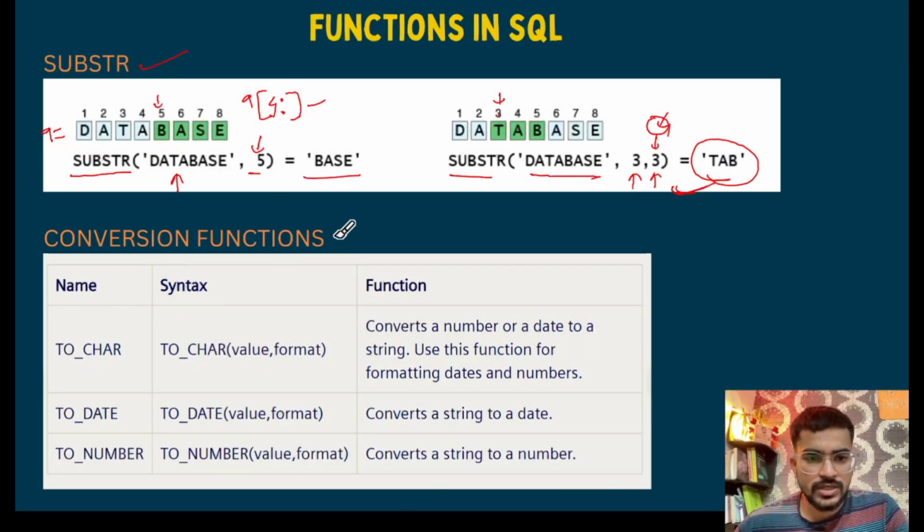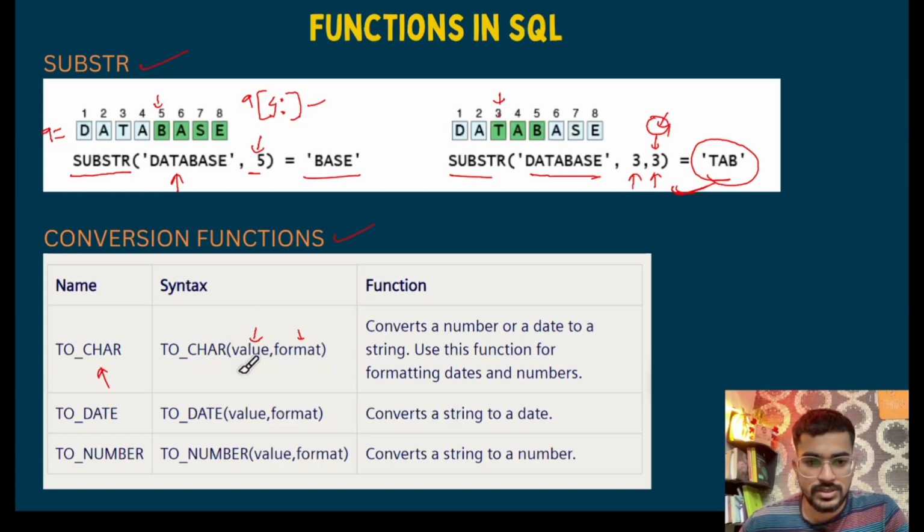Next we have some of the conversion functions. So what does a conversion function do? It can convert the data type. Let's say there is a value and there is a format, and you want to change to char. That means every value will be changed to the character data type. So it converts a number or a date to a string.